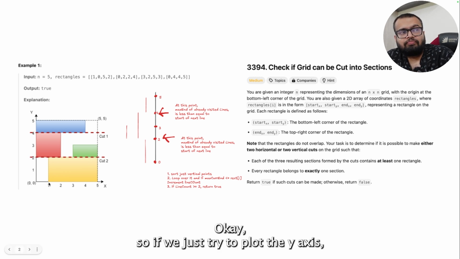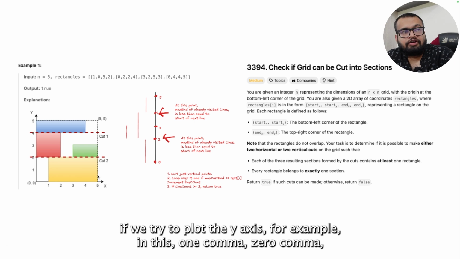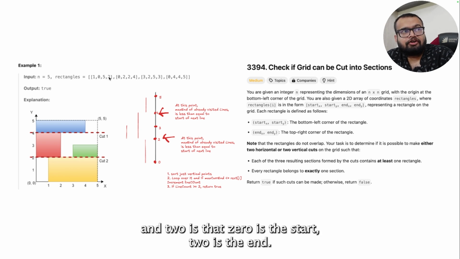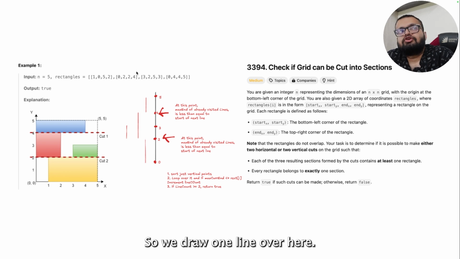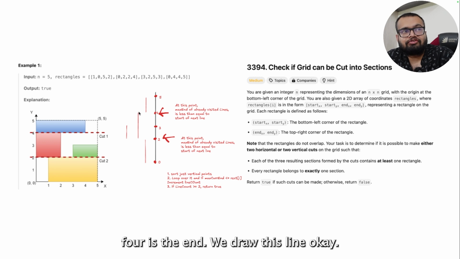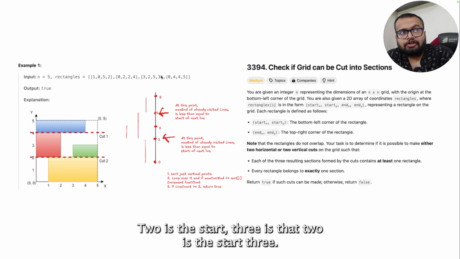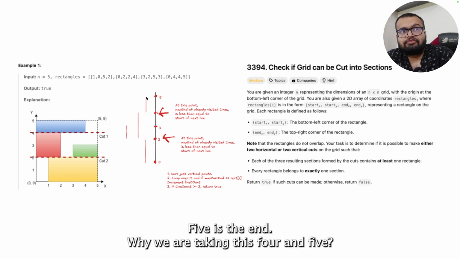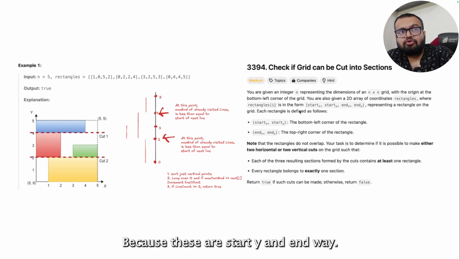So if we try to plot the y-axis, for example, in 1 comma 0 comma 5 comma 2, 0 is the start and 2 is the end. So we draw one line over here. Similarly, 2 is the start, 4 is the end, so we draw this line. 2 is the start, 3 is the end, we draw this line. 4 is the start, 5 is the end. Why are we taking these 4 and 5? Because these are start y and end y. We are just taking the y parts.